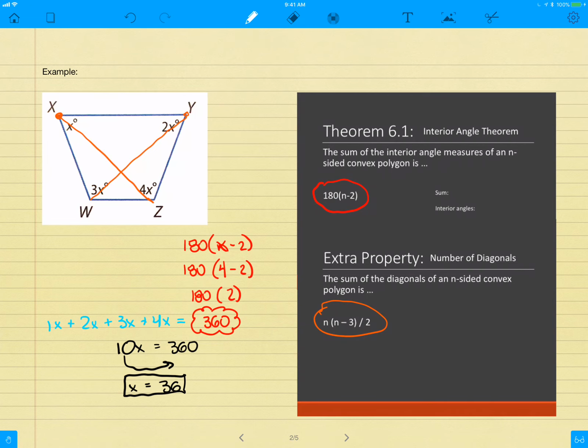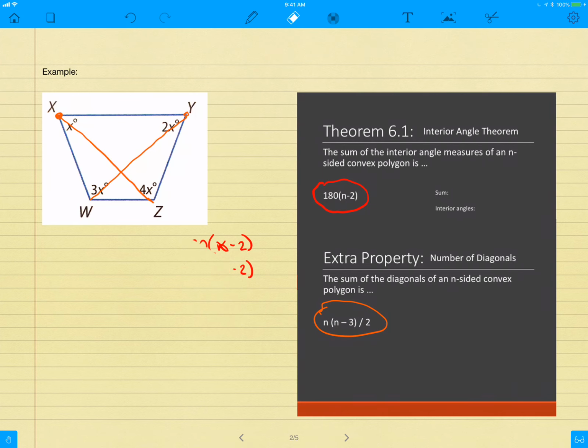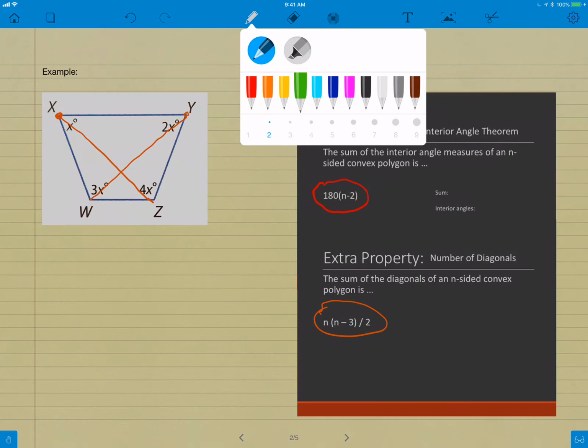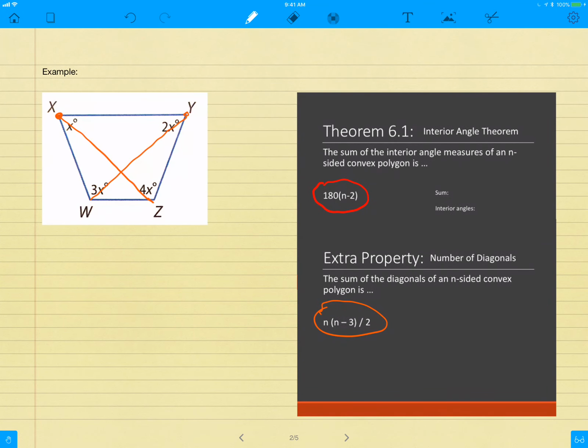So since this problem had a picture, we do have to do this one as well. So there's 2 parts to this problem. So let me get rid of the work that I just did a little bit ago. So the formula here, it says n times n minus 3 divided by 2. So the number of walls we have here is 4. So we're going to plug the 4's into these n's.